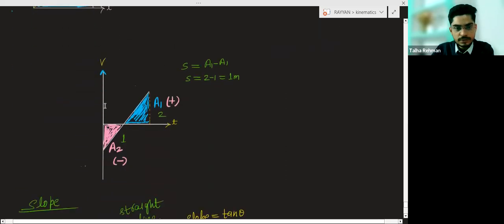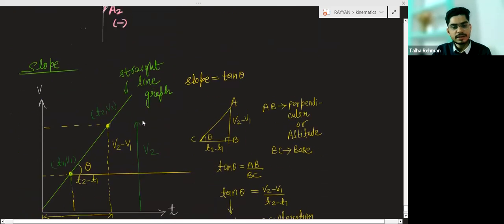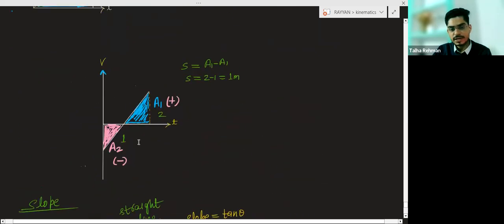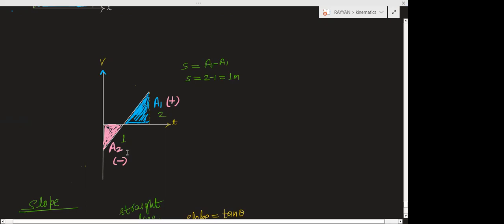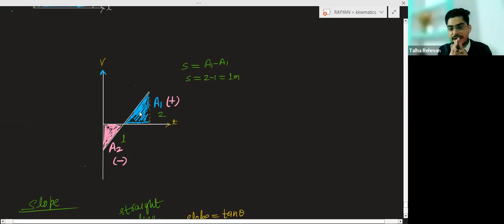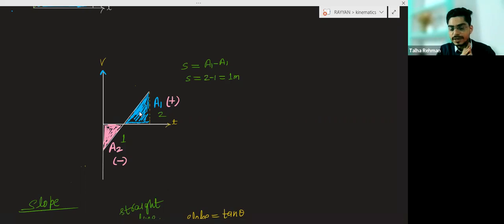If the velocity time graph is like this, one area is above the time axis, one area is below the time axis. So you will take this area as positive and this area as negative when you are calculating displacement. When you are calculating displacement, you take areas with sign, and when you are calculating distance, you take no sign. You will take all areas positive because distance is always positive.